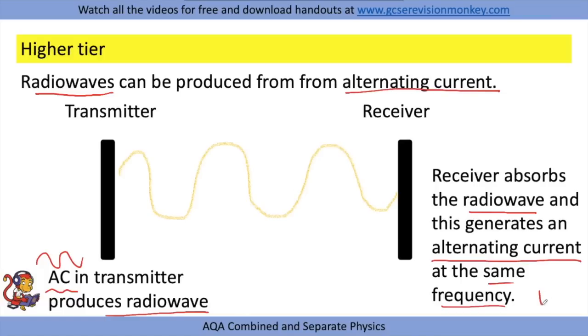So frequency, remember, is measured in hertz. So whatever the frequency of the radio wave is, that will produce an alternating current of the same frequency inside the receiver.